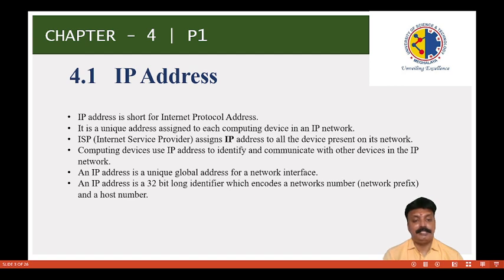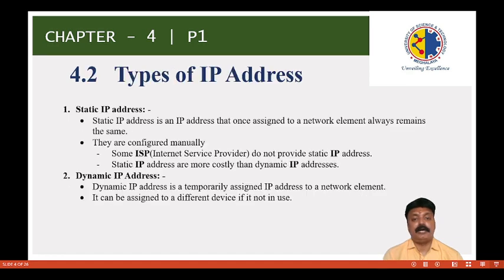An IP address is a unique global address for a network interface. It is a 32-bit long identifier which encodes a network's number and a host number. The types of IP addresses: a static IP address and a dynamic IP address. These are the two types.